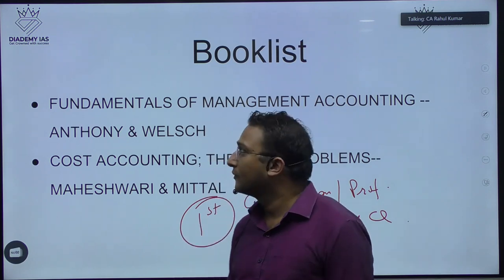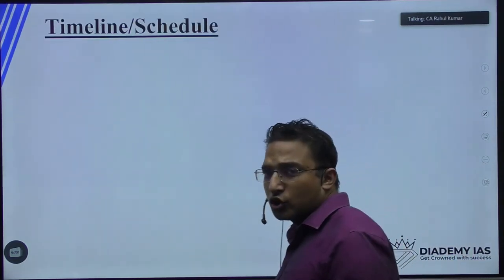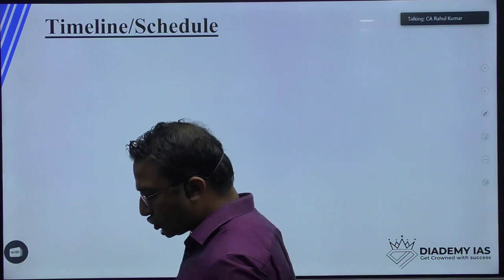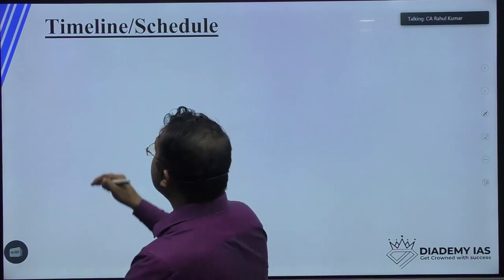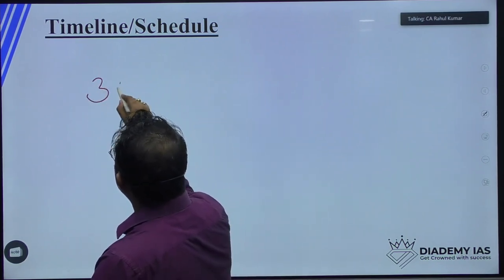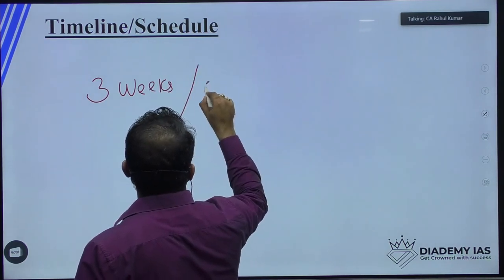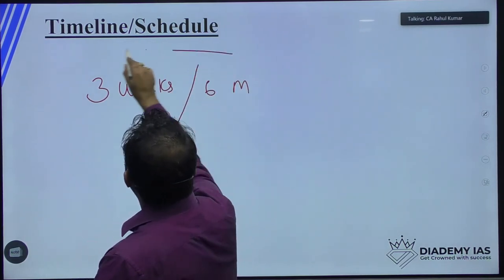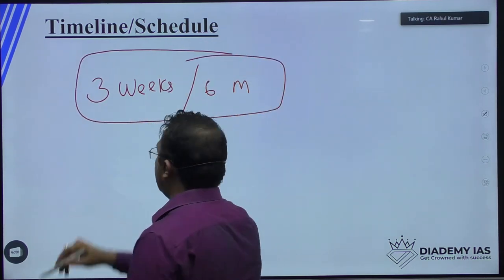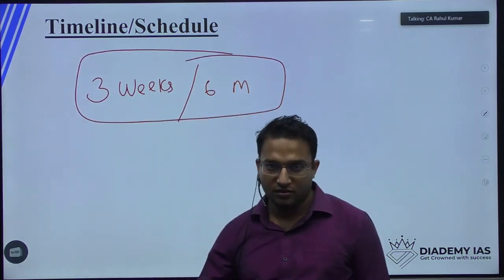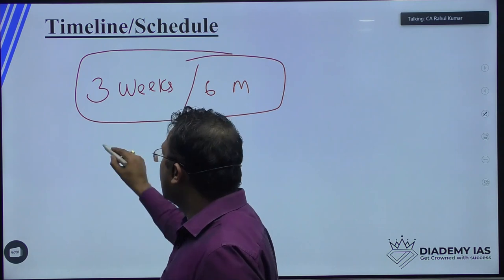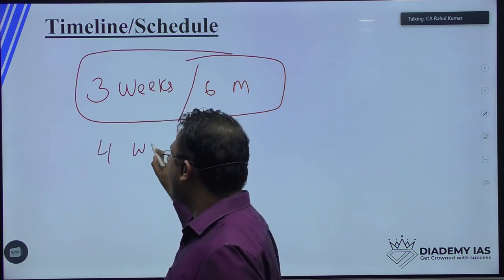Now, what is the timeline or schedule that you should have for costing? We will suggest you to have 3 weeks out of the total 6 months. Spend 3 weeks maximum on costing, right? Similarly, on financial management, spend 4 weeks.